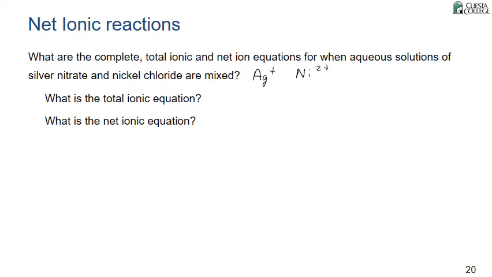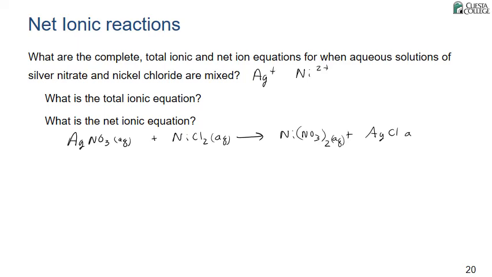For the complete equation, we start with the silver nitrate in aqueous solution. That will react with the nickel chloride, also in aqueous solution. That will form the nickel nitrate plus silver chloride. A quick check of the solubility rules reminds us that all nitrate compounds are soluble, so the nickel nitrate will be aqueous. And chloride compounds, while usually soluble, are not soluble with silver. It's one of the exceptions. So this would be not aqueous, but solid as a precipitate.